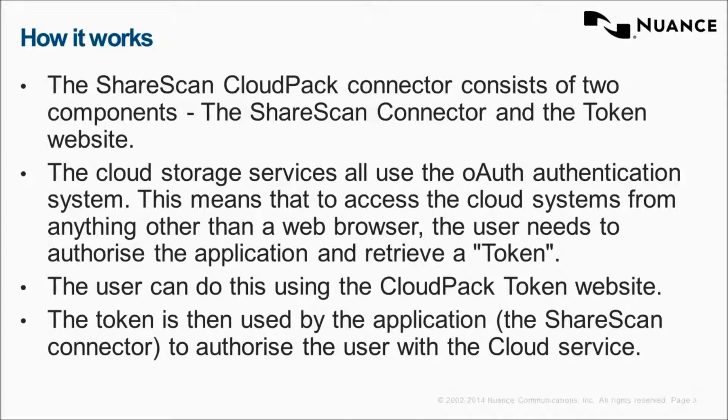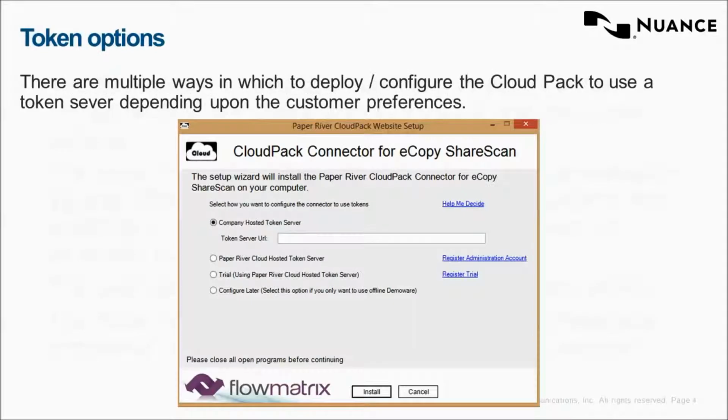The first is the user is given the token website address and logs in using their Windows credentials. The second is the user is sent an email from the token website or the ShareScan connector with a link to the website, which will authenticate them using their email address. And the last option is when the user tries logging into a connector without a token, the connector emails the user instructions and a link to the website. So we have three different ways in which to retrieve a token.